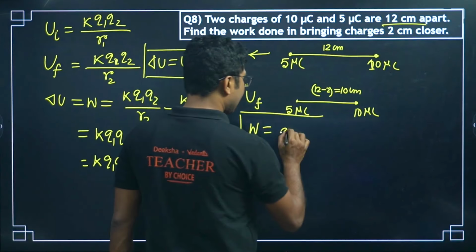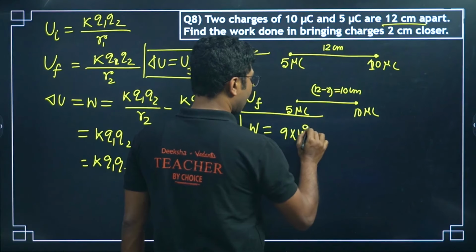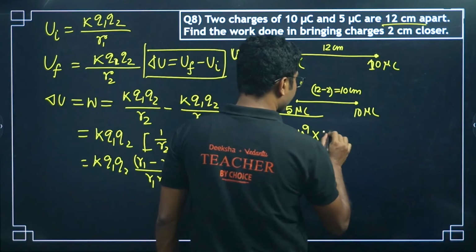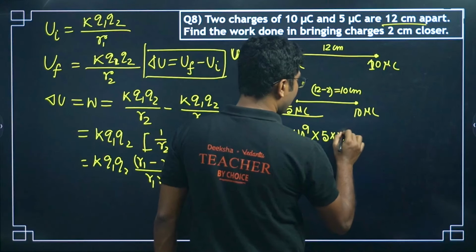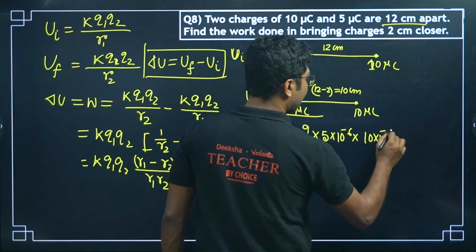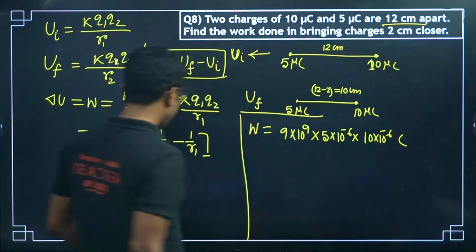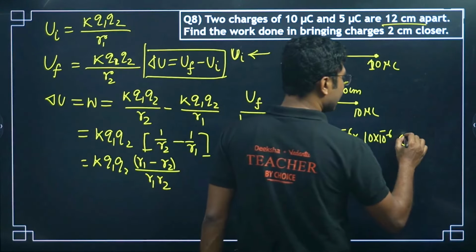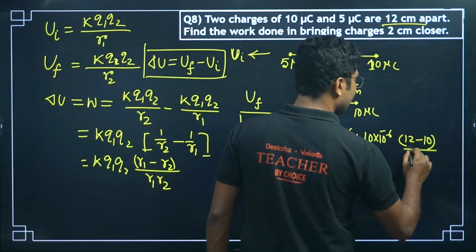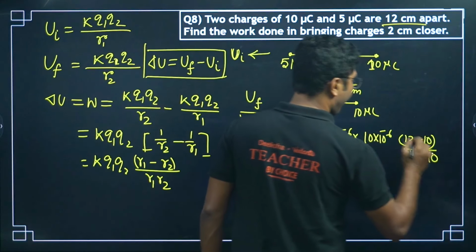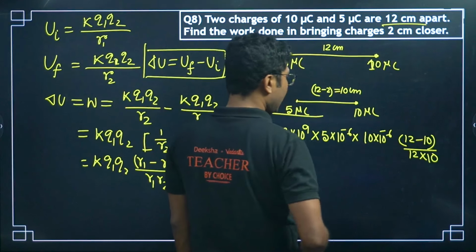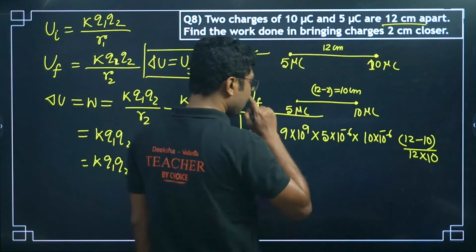K is 9 into 10 to the power of 9. Q1 is 5 microcoulomb, so 5 into 10 to the power of minus 6. Q2 is 10 microcoulomb, 10 into 10 to the power of minus 6. And then we have R1 minus R2, R1 is 12, R2 is 10, divided by 12 into 10. Okay, R1, R2. Now simplify. Okay, so just the steps.